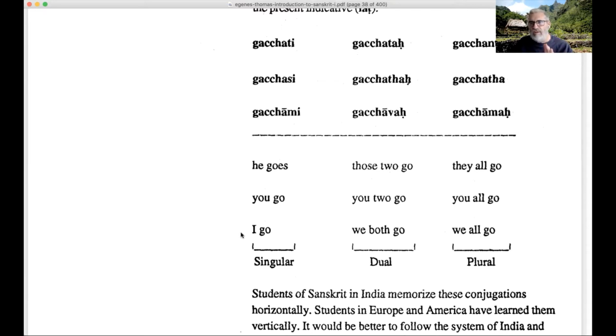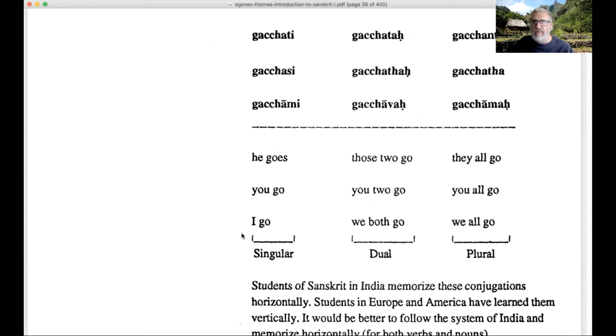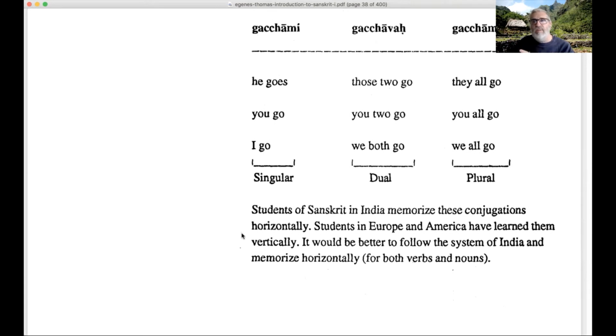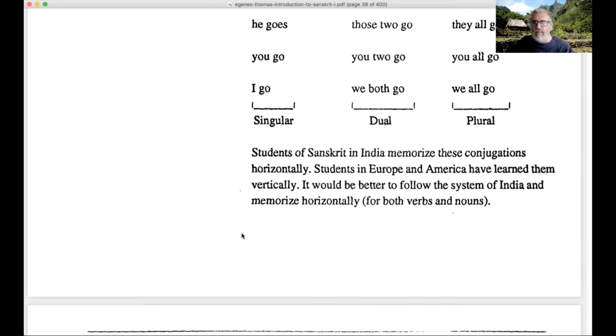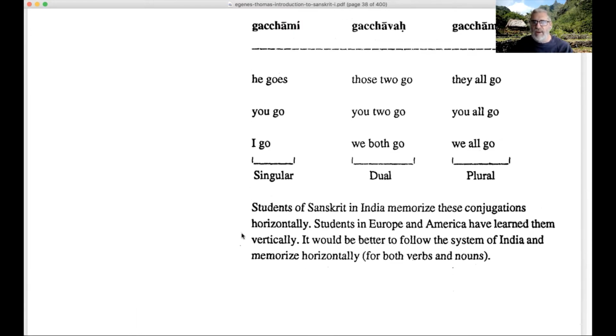So now we know how to conjugate all Sanskrit verbs in the present tense. Good, huh? Okay, so that's not exactly true, what I just said, because there are some other exceptions and some other different things but we'll cover those later. Students of Sanskrit in India memorize these conjugations horizontally. Students in Europe and America tend to learn them vertically, right?